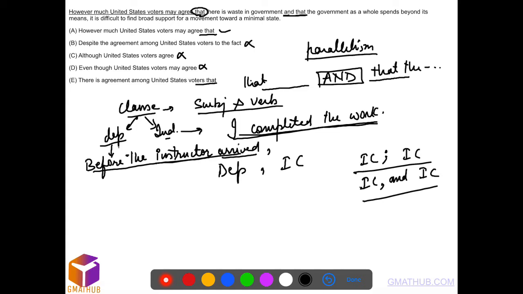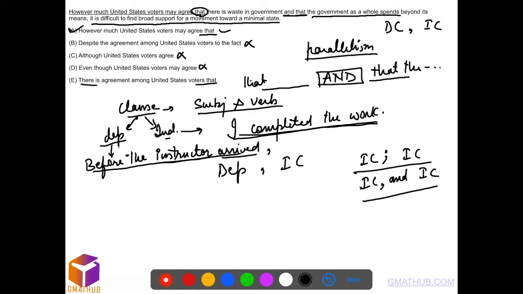Now if you see here in the original sentence, however much United States voters may agree that there is waste in government, the government as a whole spends beyond its means. Now the first one is a dependent clause. It itself doesn't sustain any meaning. The second, it is difficult to find broad support for the movement towards a minimal state, and this is an independent clause. So they can be connected through a comma. So A is the right usage.